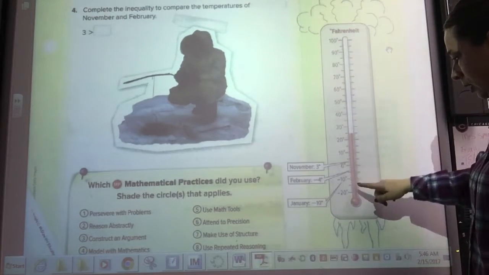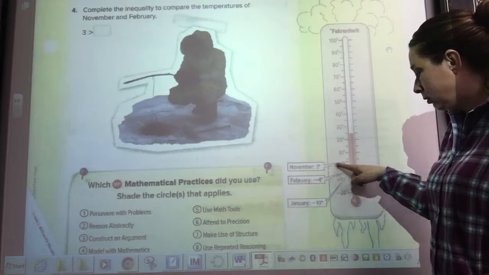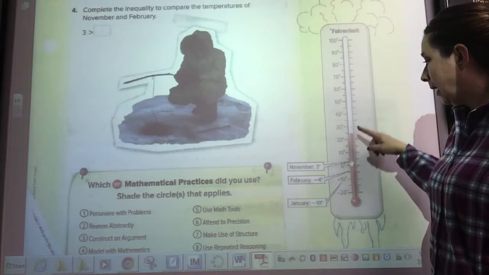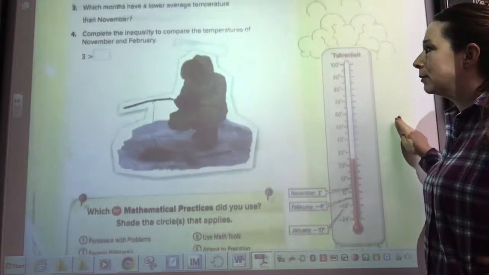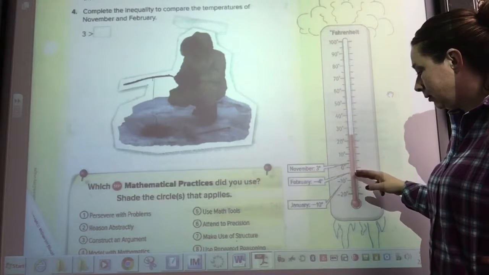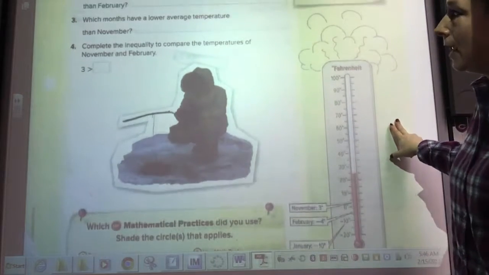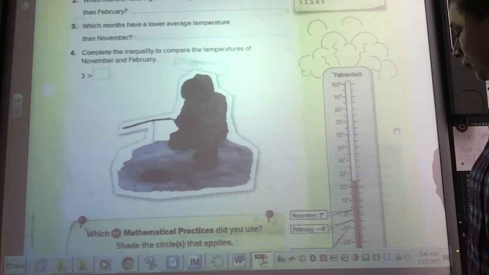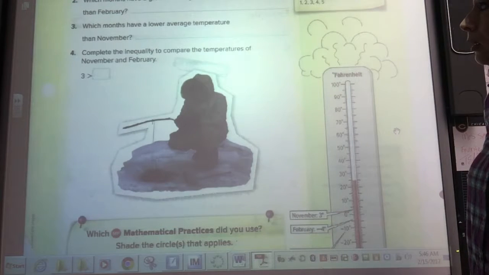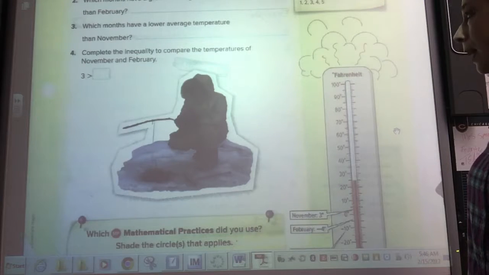All right, which months have a greater average temperature than February? February, where are you? Here's February, okay? And November is going to be above that, right? And what was the one that had 11 degrees? I believe it was March. Yeah, March. So for that one, it's going to be November and March. They want to know which months have a greater average temperature than February. So up on number 2, you should write November and March.